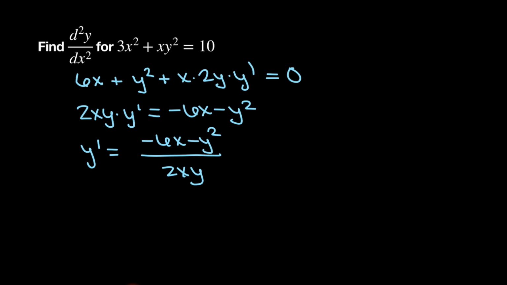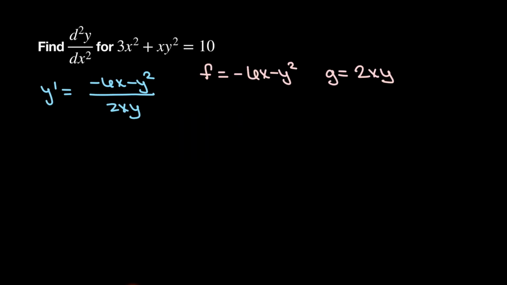Now to find my second derivative, I'm going to take the derivative of that answer. So I have to take the derivative of negative 6x minus y squared divided by 2xy. We're going to have to use the quotient rule. So my numerator, the top, the f, is negative 6x minus y squared. The g, bottom, 2xy. So f prime, derivative of negative 6x is negative 6. And then we've got minus 2y, y prime.